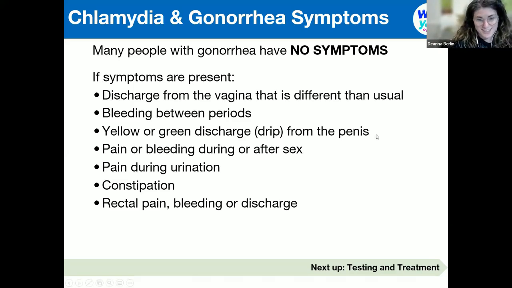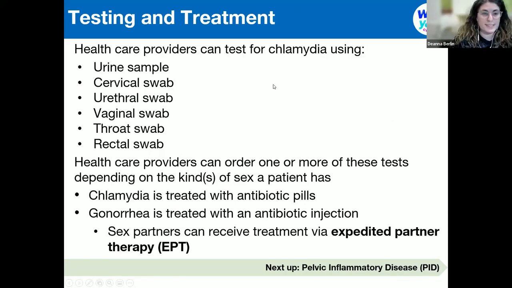So it's really good to get tested. And that's probably one of the main things we'll say over and over again for STI testing. So maybe someone wants to get tested and they want to learn more about testing and treatment. Depending on the types of sex that you have, those are the sites that providers can test for chlamydia or gonorrhea. For example, a urine sample, they might swab the cervix or the urethra or the vagina or the throat or the rectum. And so it's very important to be honest with providers if you're feeling safe in those environments to make sure they can get the proper testing for you.